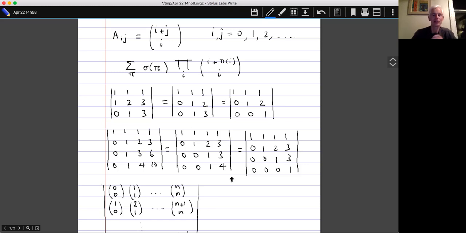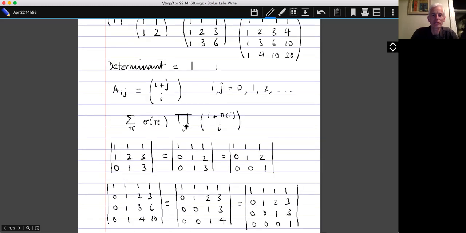So just to remind you what the row operations were that I was going to do, I would start with a matrix.